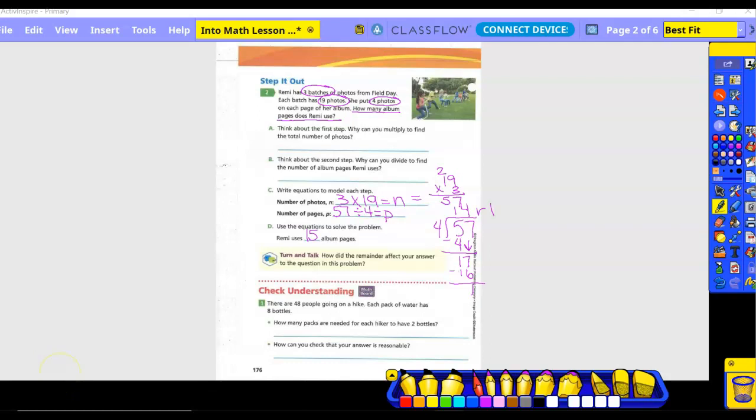Check understanding number 1. There are 48 people going on a hike. Each pack of water has 8 bottles. How many packs are needed for each hiker to have 2 bottles? So we're going to use 48 people, and then the packs have 8 bottles. So this one, they want 2 per hiker, right? So what do I need to do first? I need to multiply. What am I multiplying? 48 times 2 equals what?